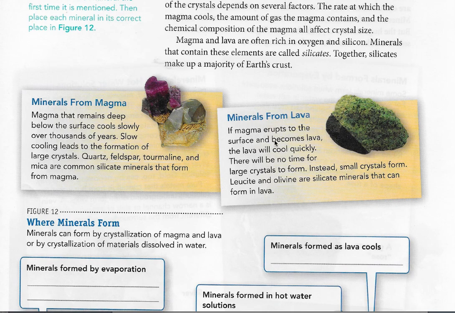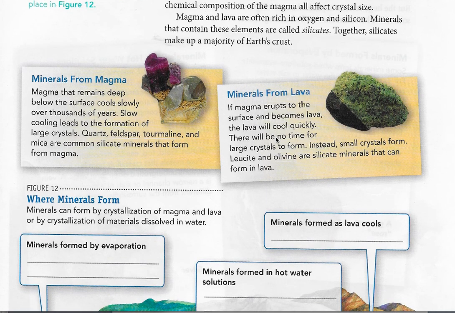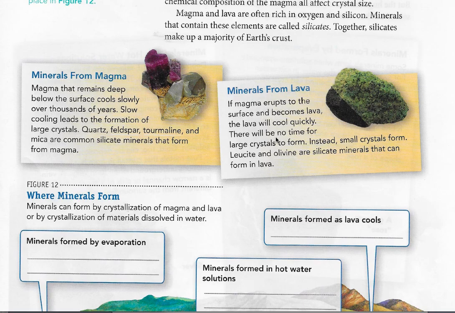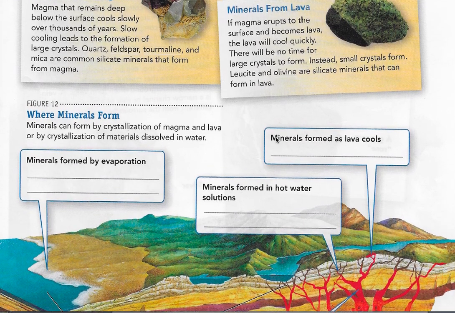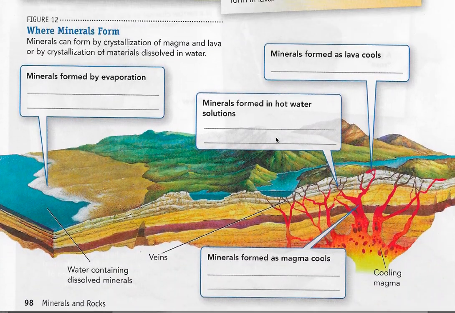Minerals from lava. If magma erupts to the surface and becomes lava, the lava will cool quickly. There will be no time for large crystals to form. Instead, small crystals form. Leucite and olivine are silicate minerals that have formed in lava. Very important concept here. You will see this again over and over. So please just don't tune me out there. Make sure you understand what I'm telling you.